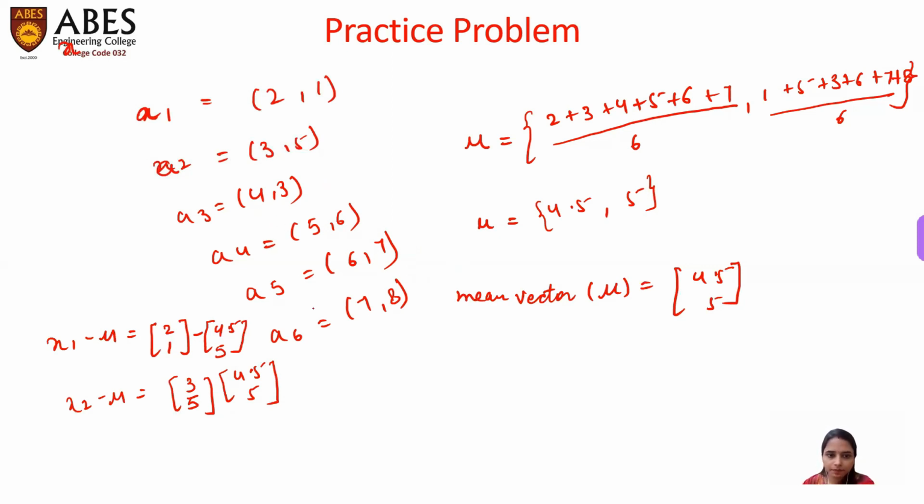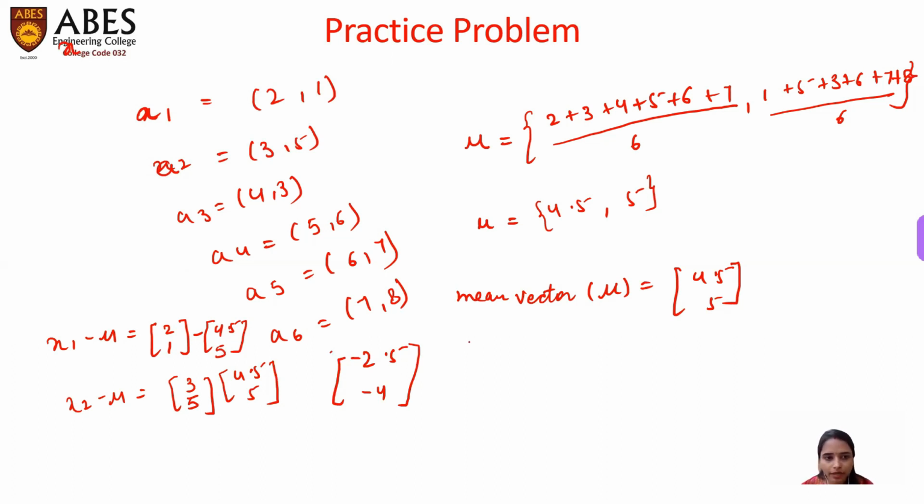I am writing here, after the subtraction: minus 2.5, minus 4. And how can we calculate these values? You can see here, x1 minus mu: here we have 2 and 1 as x1, y1 value of data variable a1, and then 4.5 and 5 as the mean value. So 2 minus 4.5 equals minus 2.5 and 1 minus 5 equals minus 4.